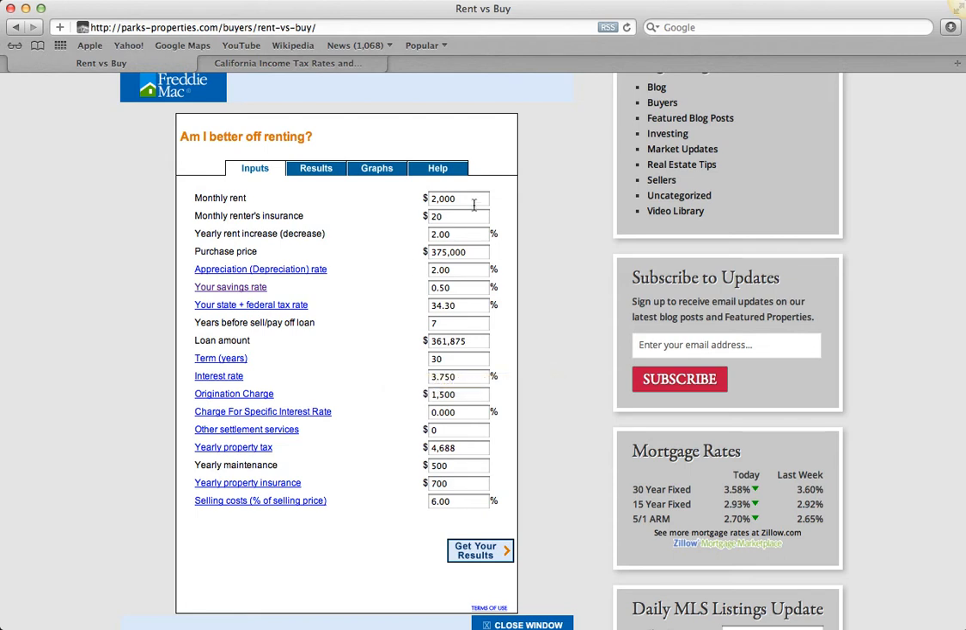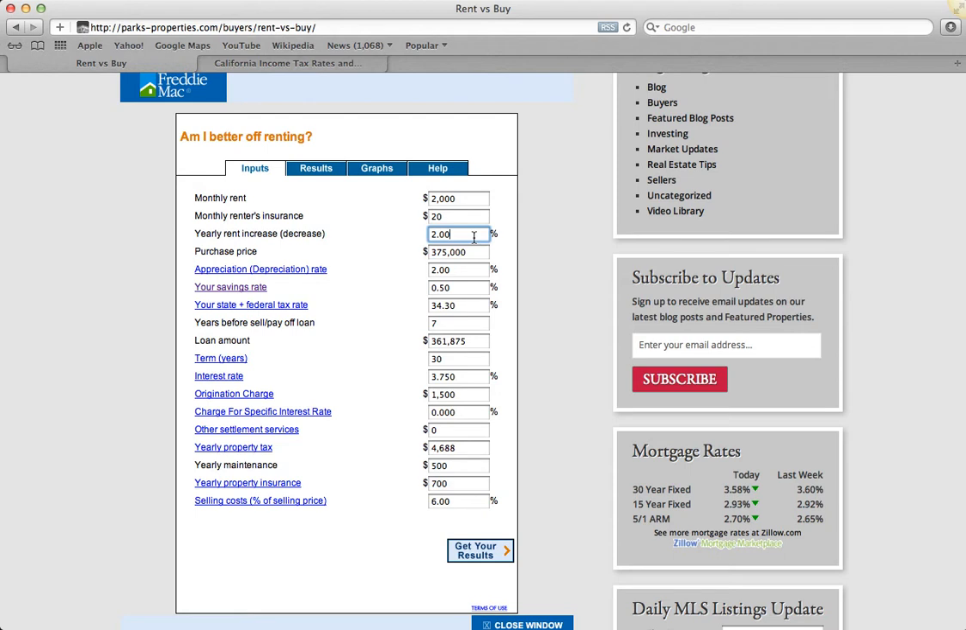So for instance, his current rent is $2,000 a month. He pays around $20 a month for renter's insurance. Yearly rent increase, we're going to use a conservative 2%, because the market is having a lot of renters because people are losing a home and whatnot. Rents are definitely going up. He's pre-qualified up to about, I believe, $450. We're looking to use a $375 purchase price in this example.